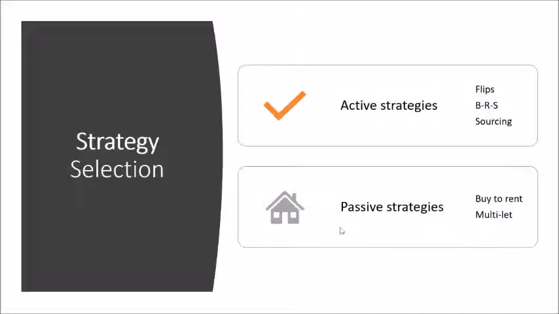Passive is anything that has got a recurring income basis. So be it a buy to rent, putting one tenant into a property, or a multi-let, multiple tenants into one property. Right, so selecting your strategy within either passive or active, then you do your area analysis.